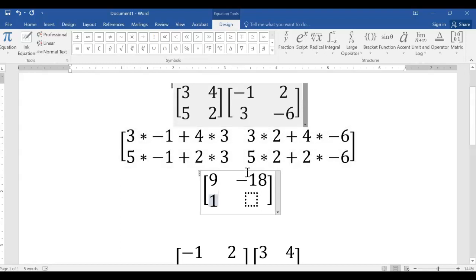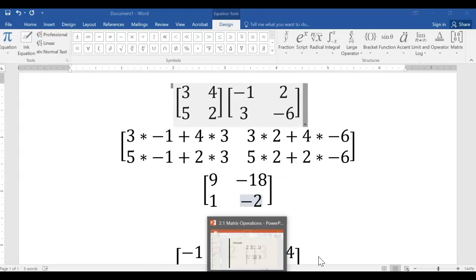5 times -1 + 2 times 3. Got a 1. 5 times 2 + 2 times -6. That's a negative 2. Okay, so that's what I got when I multiplied the matrices in that order. So let's go with the other order now.